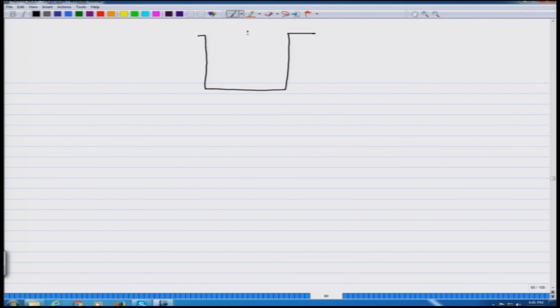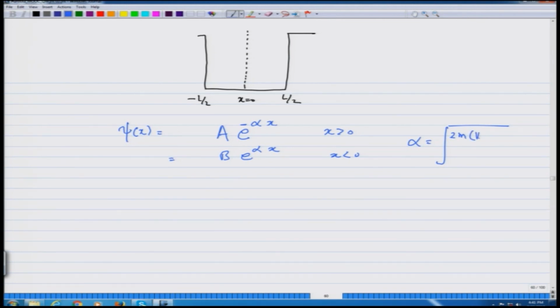So, for this particle in a box with the center of the box lying at x equals 0 and the edges lying at minus L by 2 and plus L by 2, I have psi x equals a e raised to minus alpha x for x greater than L by 2, is equal to b e raised to alpha x for x less than minus L by 2, where alpha is equal to square root of 2 m V 0 minus E over h cross square, and is equal to c cosine of beta x plus d sine of beta x for x less than L by 2 and greater than minus L by 2.